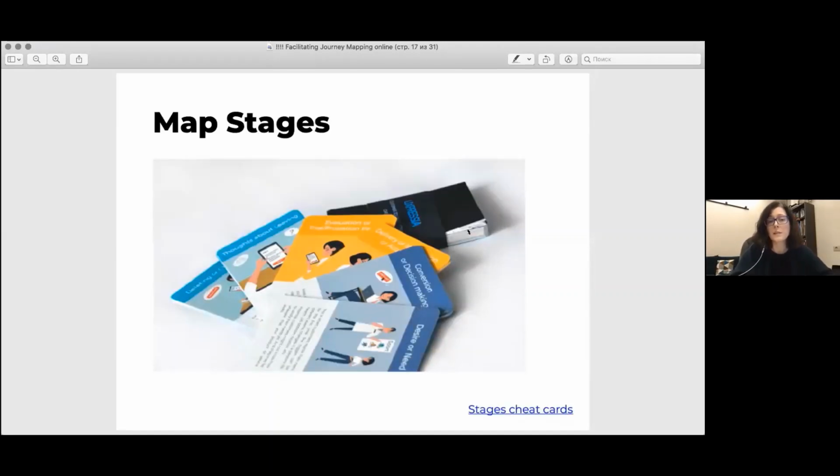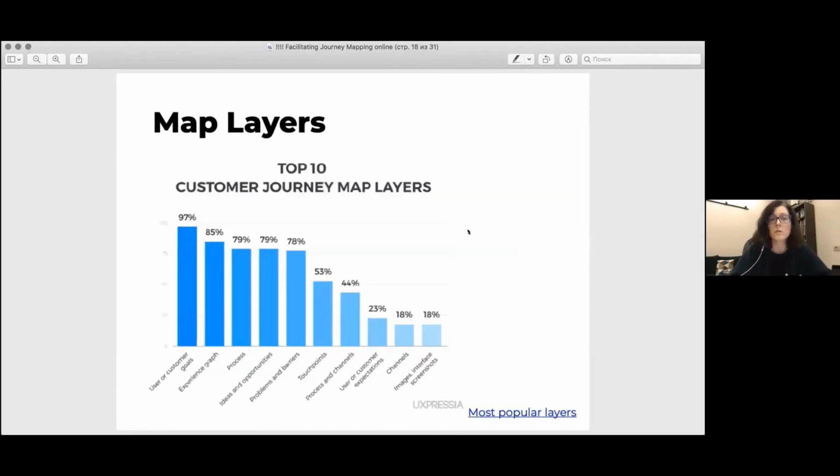And in case you need any help, there is a cheat cards pack that the UXPressia product team prepared based on what other people use in their maps. So you can go through this link. We will share it in chat later as well, and download the cards and use them in your next map. And also you can have a cheat sheet for the most popular layers people use. And you can use it as a start for your journey mapping.